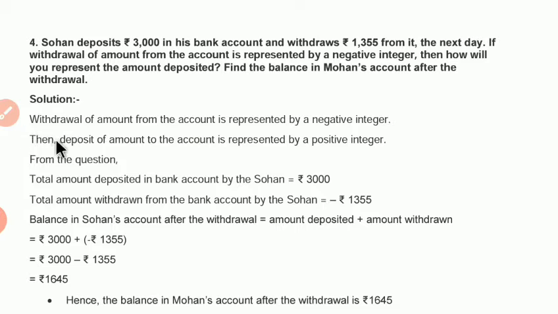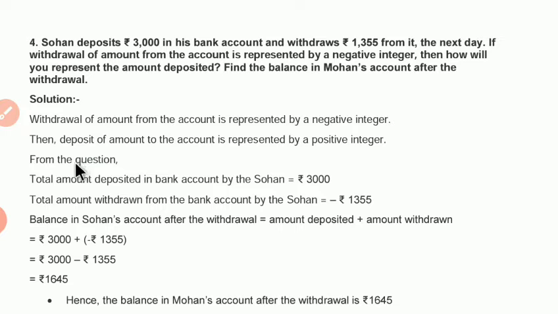So directly we can see that the deposit of amount to the account is represented by a positive integer. Deposit means if we deposit any amount, the amount will increase. So increase means positive only. So if we take withdrawal as a negative integer, then deposit will be taken as a positive integer.